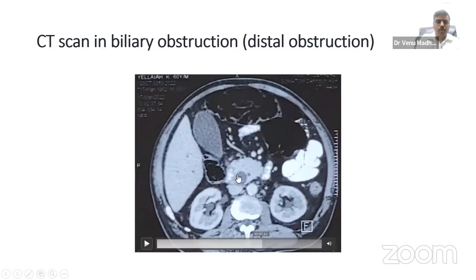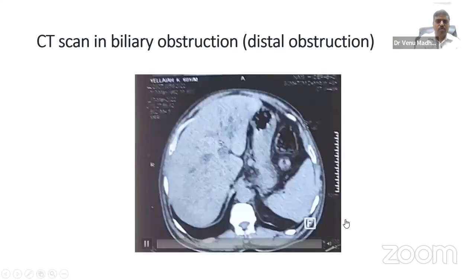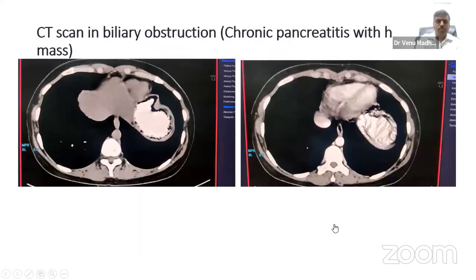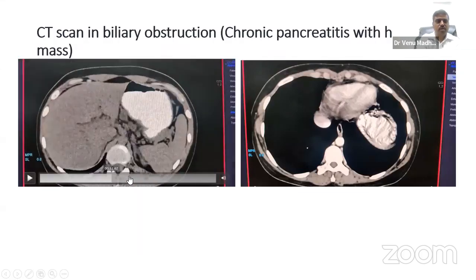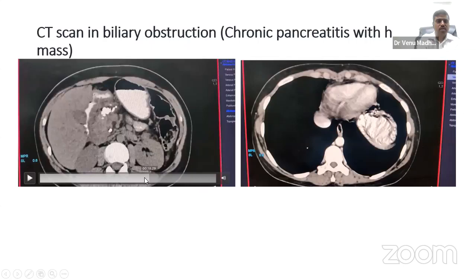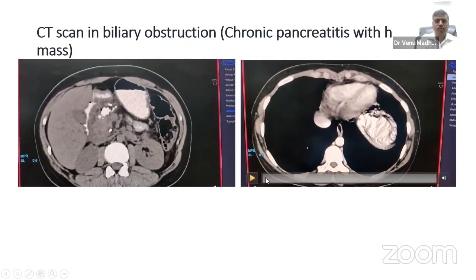Yeah, the distension is going, the bile duct is distended all the way down. There is one more case of chronic pancreatitis with head mass. You can see a lot of calcification and head mass, and this is causing the biliary obstruction. We'll go to the contrast phase.